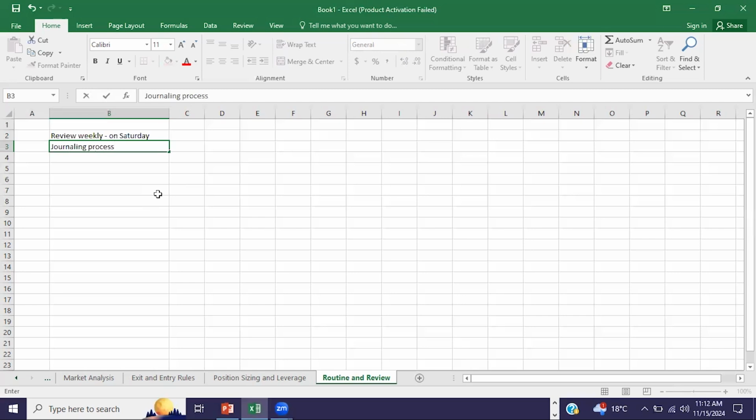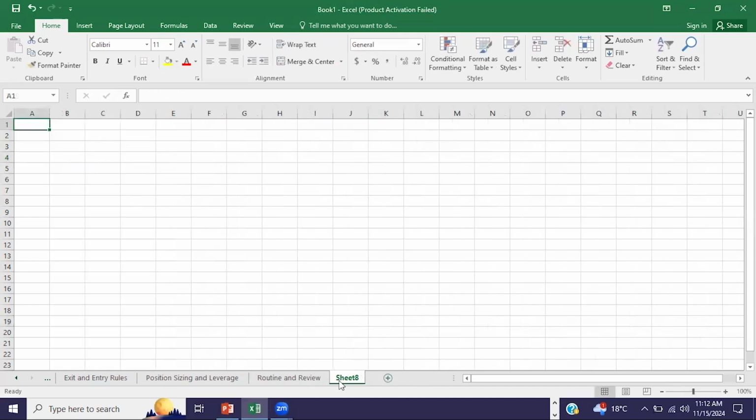And also here you are going to specify your daily routine, right? Daily routine. Then the last one you can have here is the psychology, all right? The psychological management, all right? So psychological management. So how do you manage your psychology? Specify how you'll manage emotions and stay disciplined.